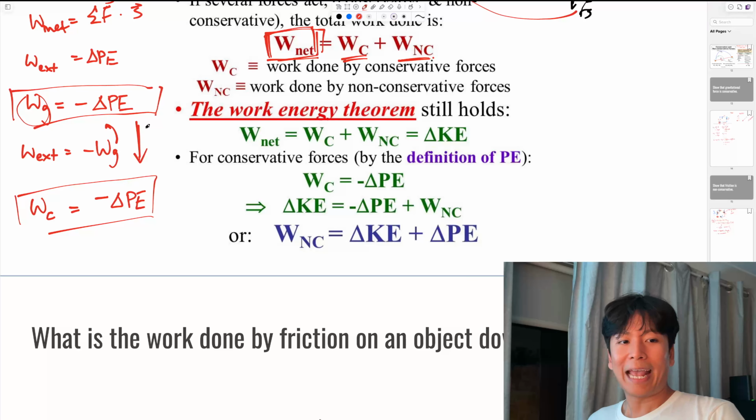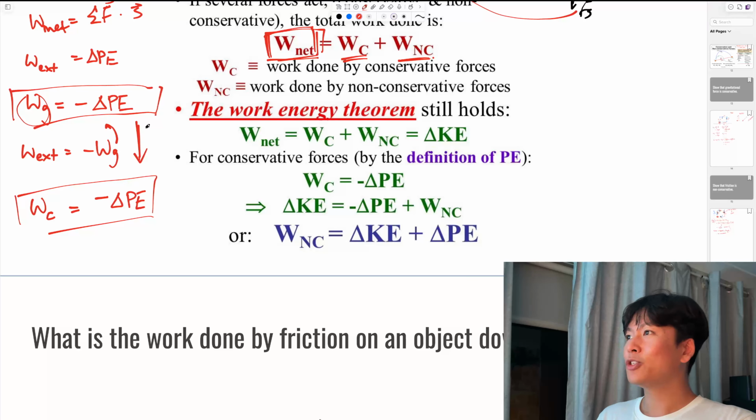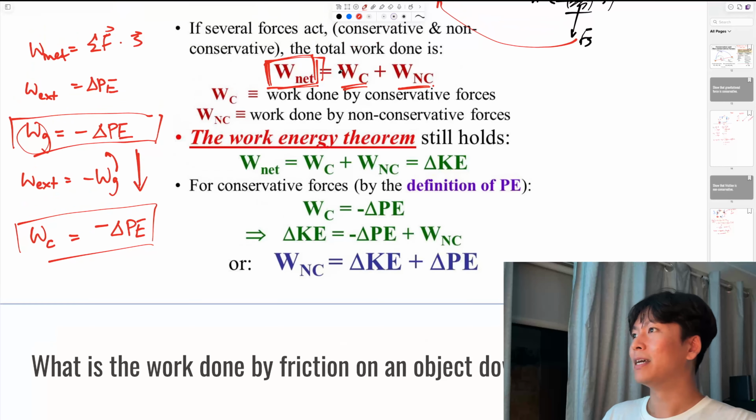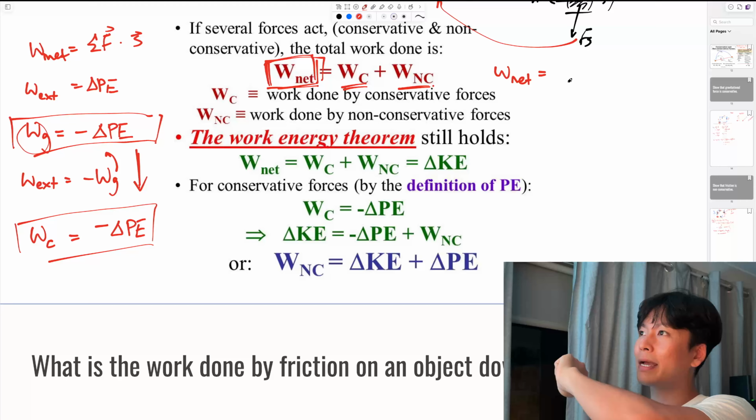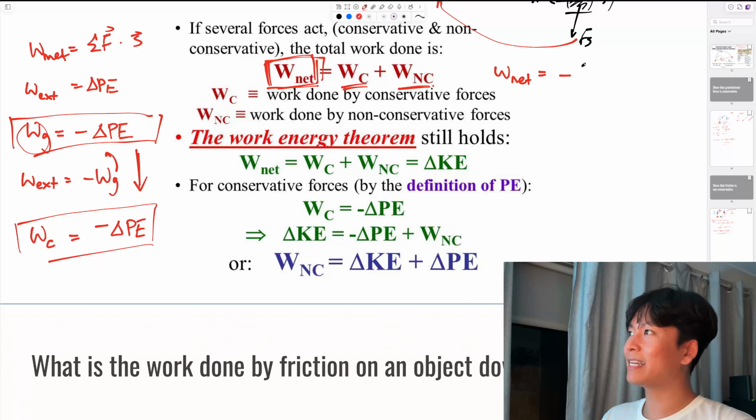And so then I can substitute this back into my equation back here. So now I have net work is equal to the work done by a conservative force, which we just said is negative change in potential, plus W, work done by non-conservative force. So I'm just substituting this in.